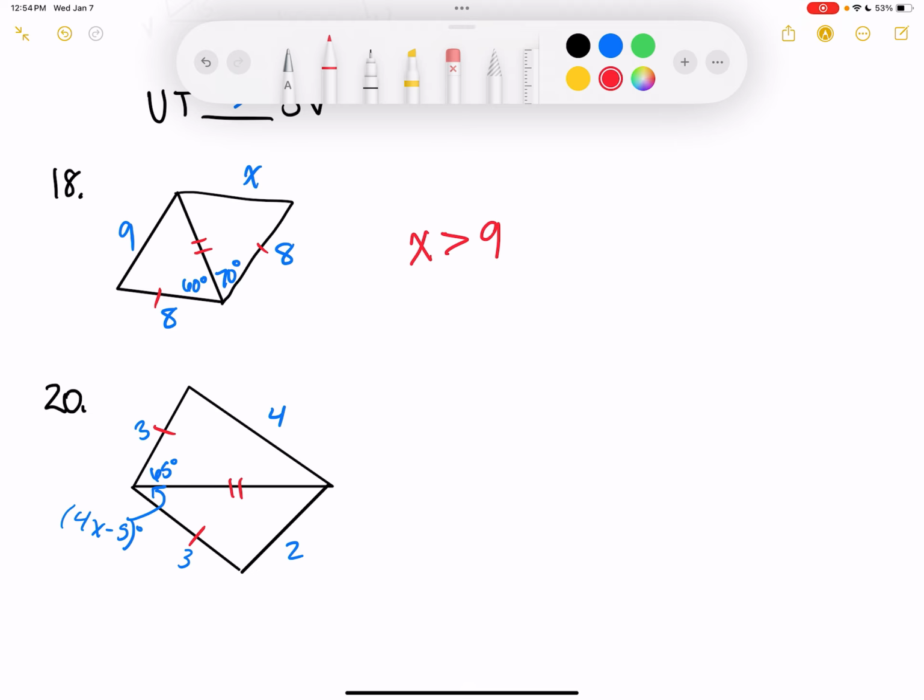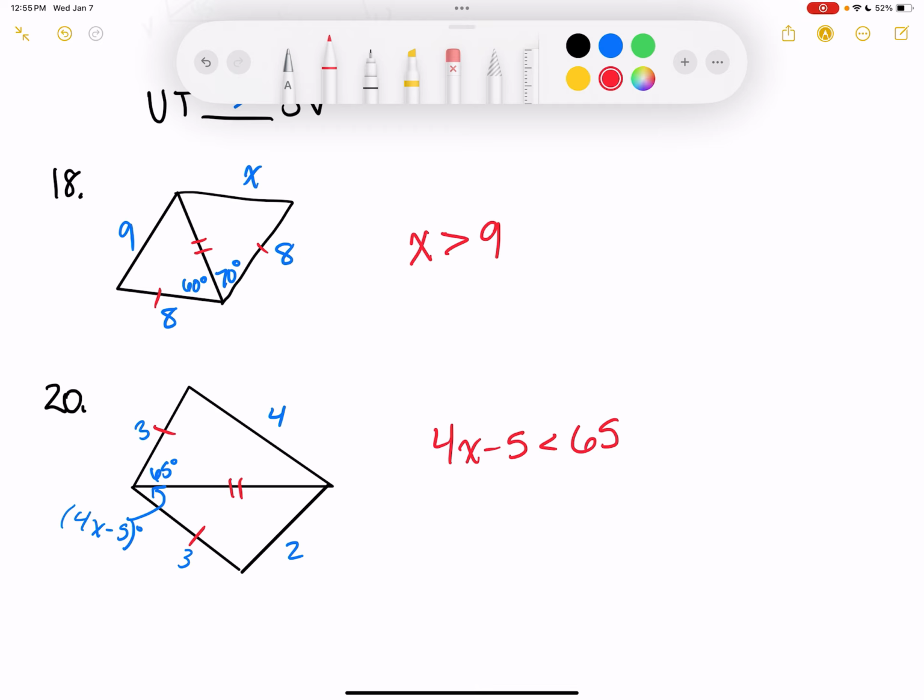4x minus 5 has to be greater than 65. Less than? Oh, less than. 4 is bigger than 2, so it has to be less than. So 4x minus 5 has to be less than 65. Again, because 4 is bigger than 2, that means that this one is bigger. So that's the way the mouth is opening. So then this value is going to be less than that. And then we just solve it like a normal equation.